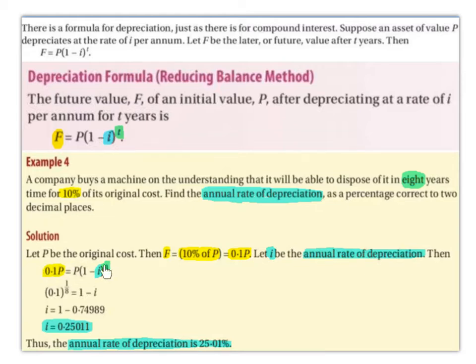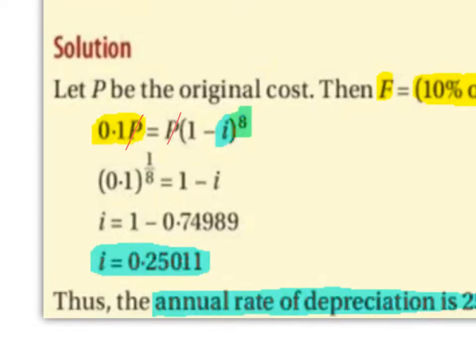So now we have an equation in terms of I and P. We can cancel out the P's because we have one on either side. And now we just solve for I. So we have 0.1 equals (1 minus I) to the power of 8. The 8 comes over the equal sign and becomes to the power of 1/8, or the 8th root of 0.1. So 0.1 to the power of 1/8 is the same thing as the 8th root of 0.1.